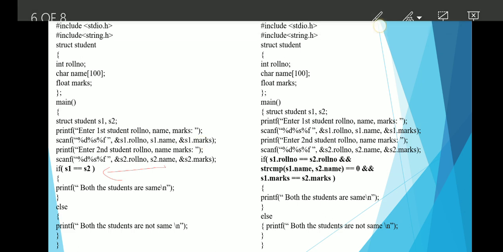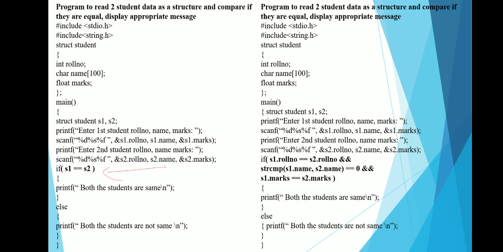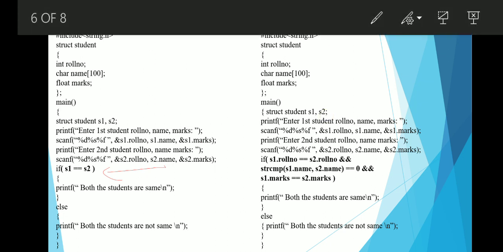So if I try to execute this first program, I will get an error. I will not get the end result. I will get an error saying comparison is not permitted on the whole structure. And in the second example, instead of comparing the complete structure, what I have done is I am comparing their members individually.